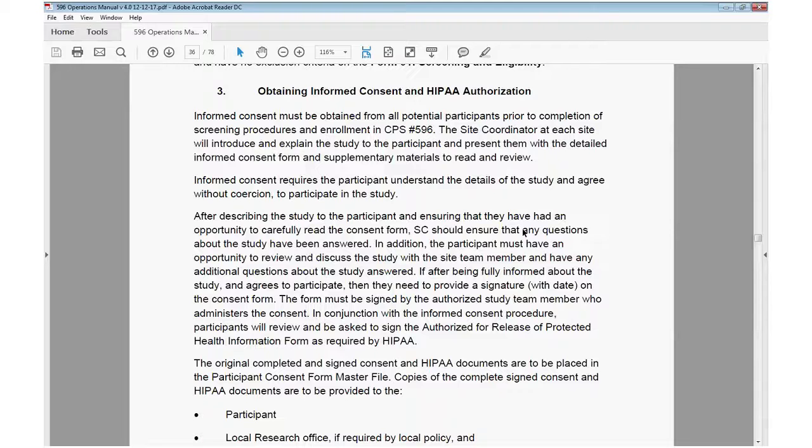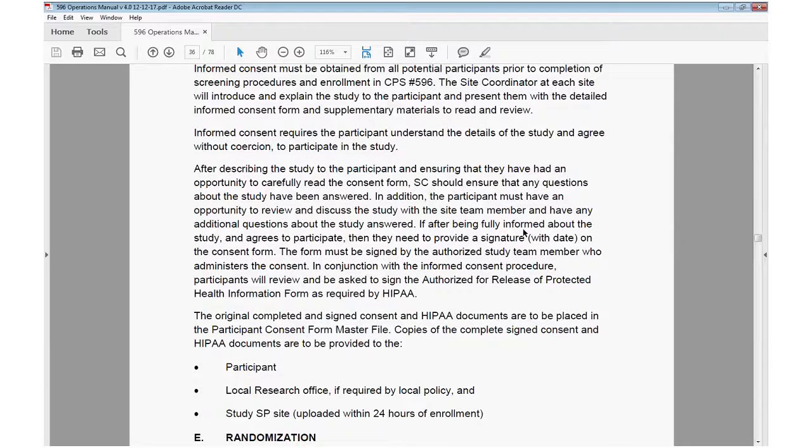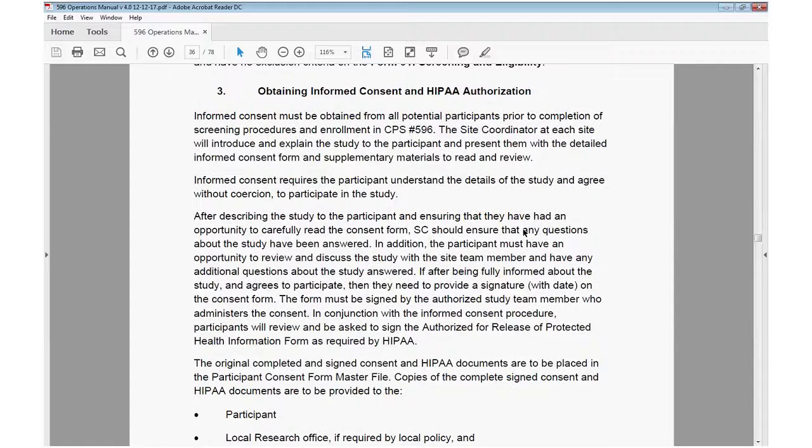In conjunction with the informed consent procedure, participants will review and be asked to sign the authorization for release of protected health information form, as required by HIPAA. The original completed and signed consent and HIPAA documents are to be placed in the participant's consent form master file. Copies of the completed signed consent and HIPAA documents are to be provided to the participant, the local research office if requested by local policy, and uploaded to the study SharePoint site within 24 hours of enrollment.